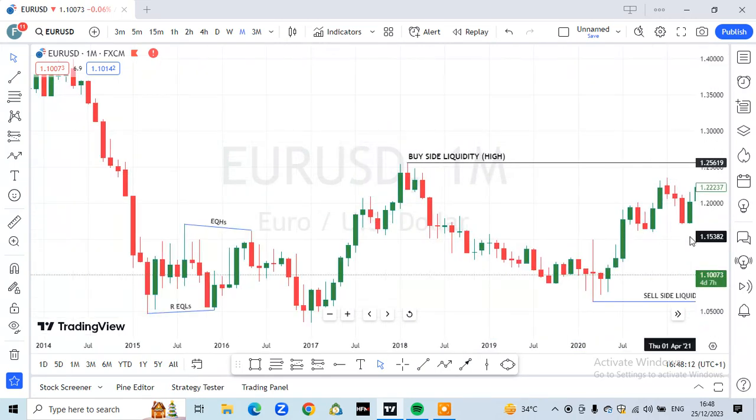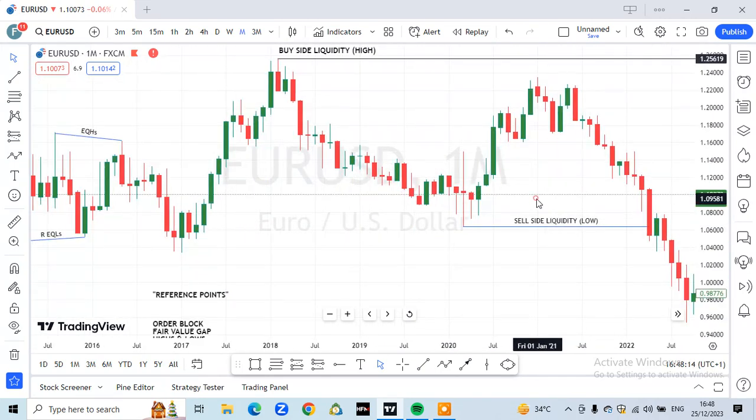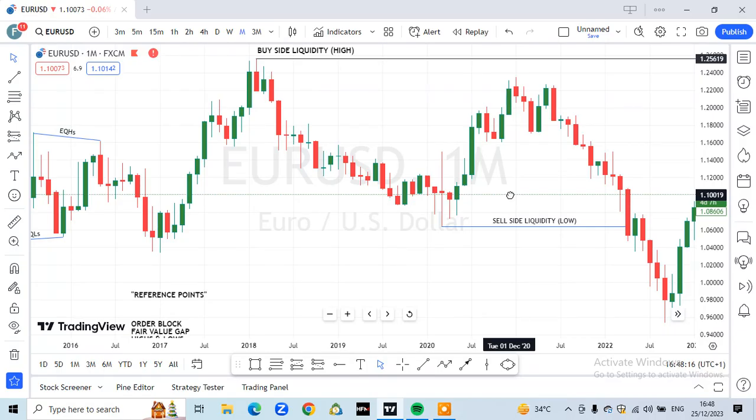Awesome. So this is one reference point, our highs and our lows. This is a single low. It's just one. And what do I call this place? What do I call places like this? Yes, you guess right.